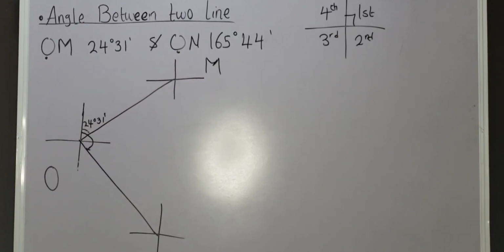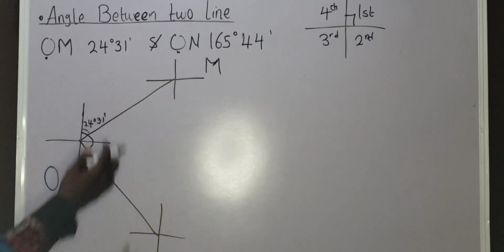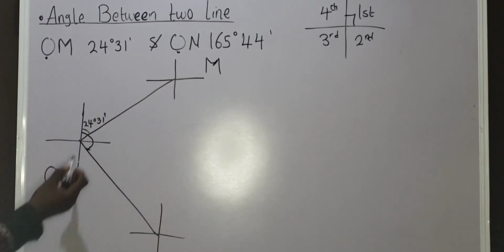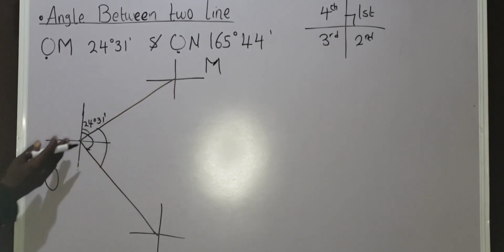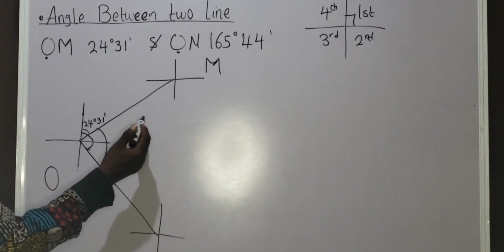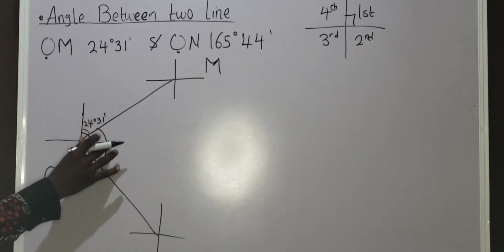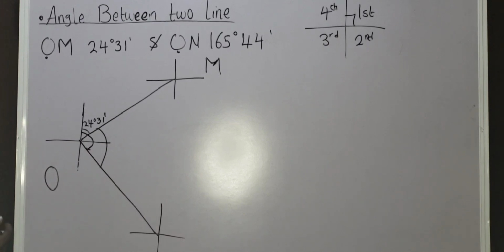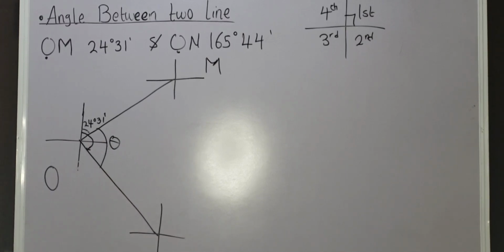You know, the angle that we want to determine is the angle between the lines. Let me first ask you a question. What is the angle between line OM and line ON? It is this angle that we are dealing with. This is line ON and this is line OM. The angle between M and N is this angle. So this is the angle that we want to find. Do you understand? So now let us proceed. Let's call this angle theta.